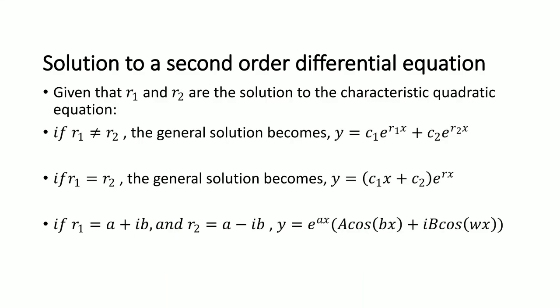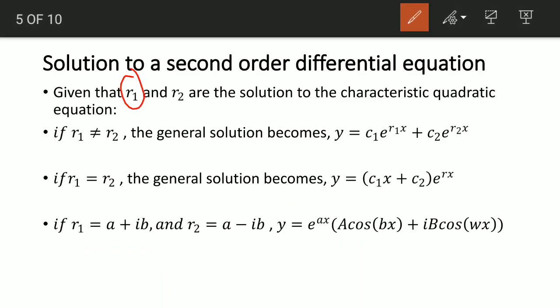Now we want to see the solution. Okay, we continue with the solution to the second order equation. Remember, the characteristic quadratic equation has to be solved, and the solutions to a quadratic equation are called the roots of the equation. So here we are seeing the roots of the equation to be r1 and r2. Now, these 3 cases give us the general solution for a second order differential equation.